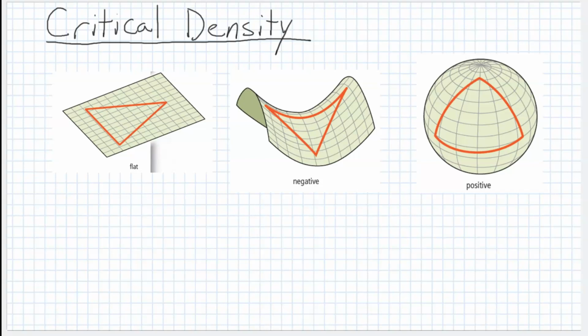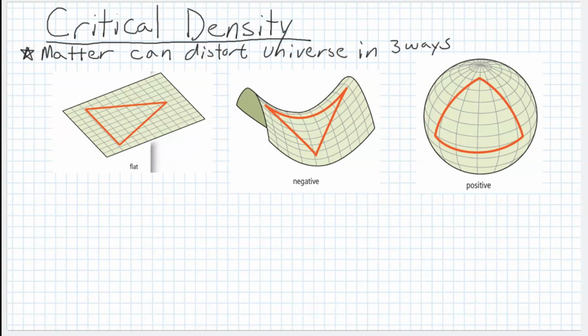This video is going to be about critical density. Using the cosmological principle and the theory of general relativity, it can be shown that matter can distort space and time. Depending on how much matter there is in the universe depends on how much it'll distort space. And so there's three ways it could do this. One way, if there's a certain amount of matter in the universe, would have a flat shape. Another way, you'll have a negative shape. And the last way, you'd have a positive shape.